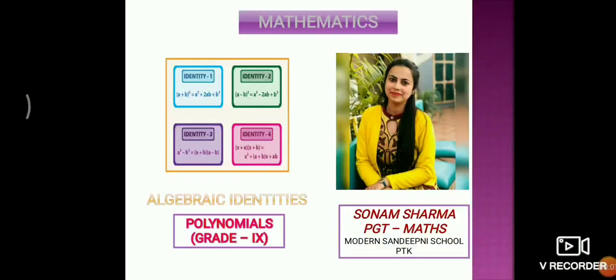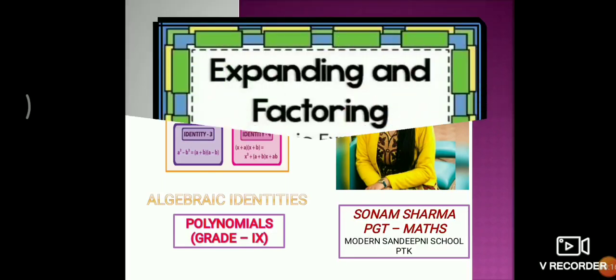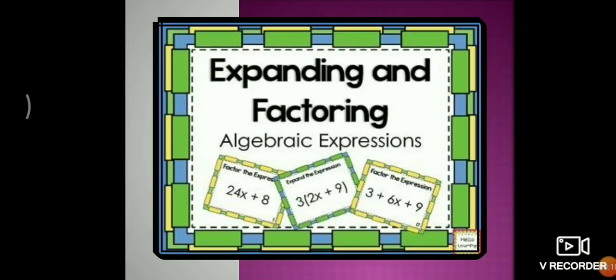Today we'll be discussing algebraic identities. This topic is given in the NCERT book in chapter number 2, which is polynomials. Our subtopic will be expanding and factoring algebraic expressions. So let us begin with today's session.